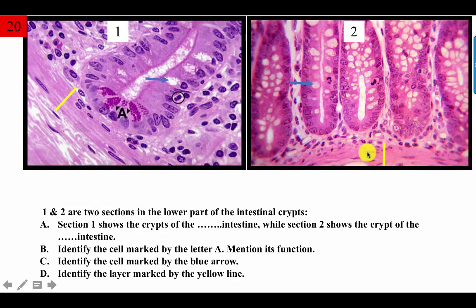Here also we have the muscularis mucosa, we have the crypts, but here the crypts are devoid of Paneth cells. They are full of many goblet cells. Here you can see 3 or 4 in this crypt. Here we can see many more of these goblet cells. And here we have Paneth cells. Here we don't have Paneth cells, so this is the crypt of the large intestine and this is the crypt of the small intestine. Section 1 shows the crypts of the small intestine and that of the large intestine.